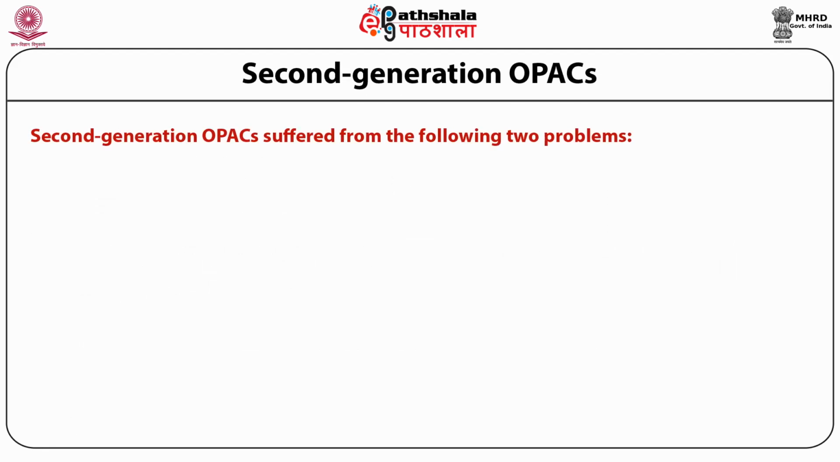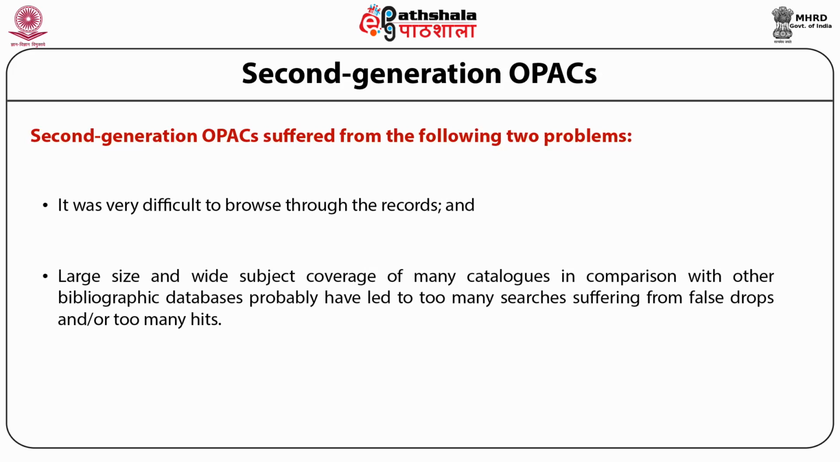Second generation online catalogs suffered from the following two problems. Number one, it was very difficult to browse through the records, and number two, the large size and wide subject coverage of many catalogs in comparison with other bibliographic databases probably have led to too many searches suffering from false drops and/or too many hits.